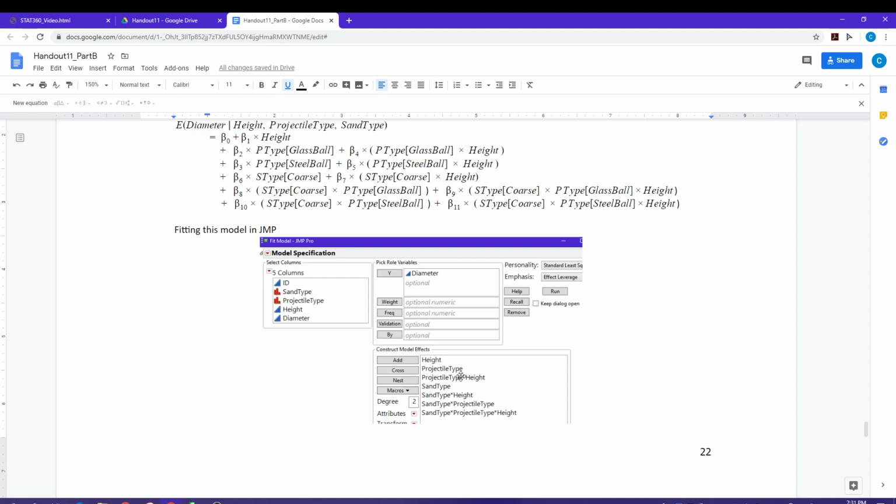Height, projectile type, and then I got the interaction. I got sand type in here. I got the sand type, projectile type interaction. And then I got the interaction with height as well. So I have 1, 2, 3, 4, 5, 6, 7 different terms or variables going into my model. Should be 7 different variables going into my model, which actually produced a total of 11 different terms. And if you count the y-intercept, there's 12 parameters that need to be estimated.